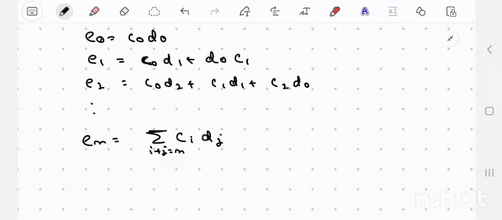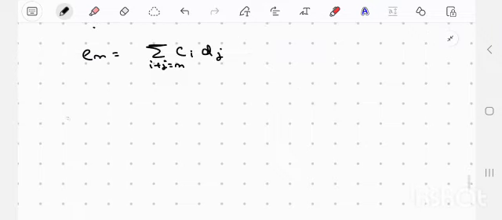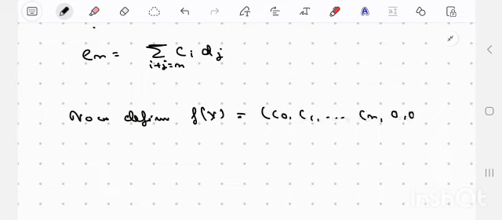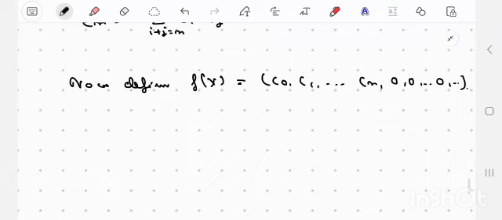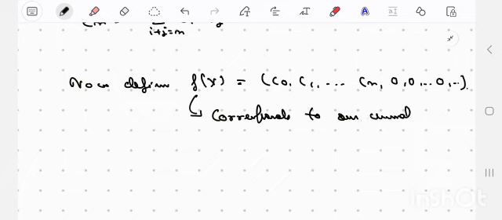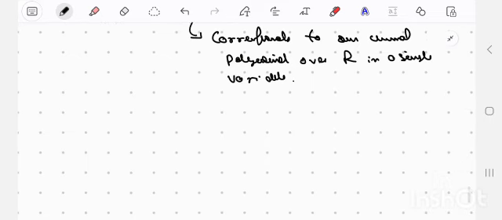Fine. Now define f of x to be the ordered tuple C0, C1 till Cn, and all of the other elements in the sequence just make it 0. So this will be our definition of a polynomial in this case, and we'll see why. This corresponds to our usual polynomials over R in a single variable. How is it so? Let us just observe it. It's a very simple check.